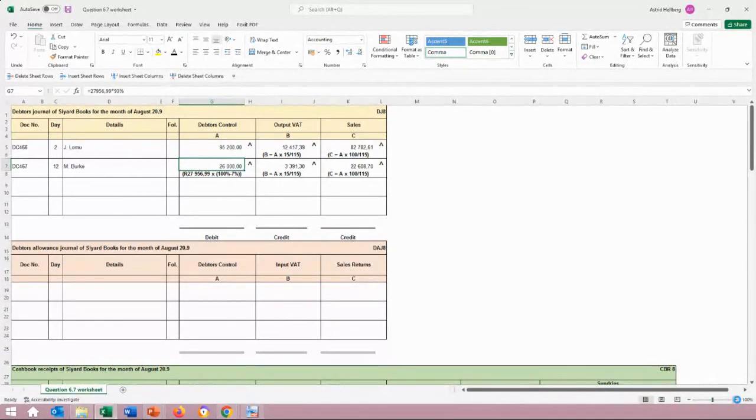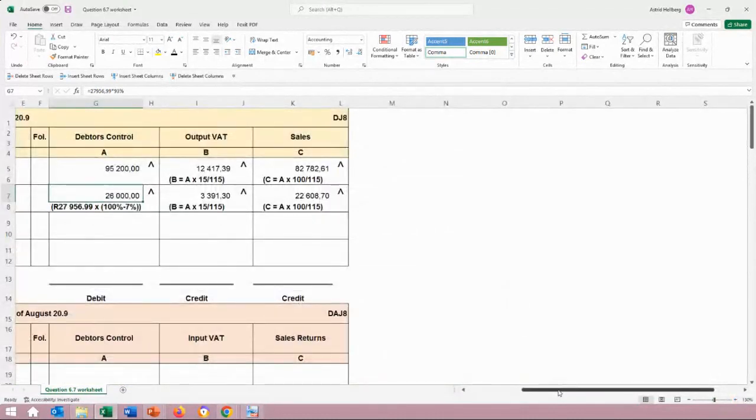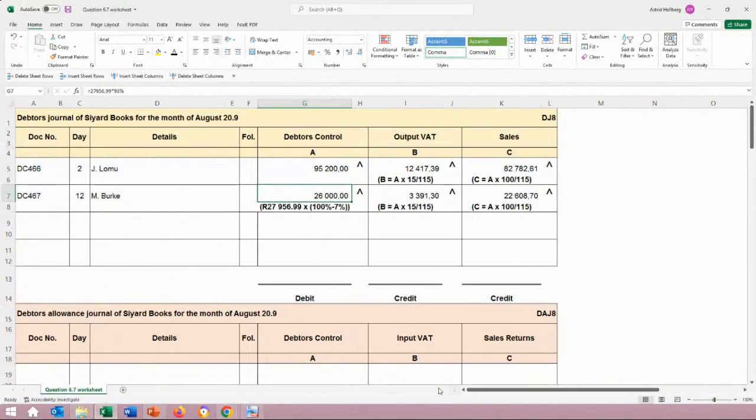Let me just increase the size here so that it's clear on the screen. And then we multiply to get to the output VAT. We take that 26,000 and multiply it by 15 over 115. And to get the sales value, we take the 26,000 multiplied by 100 over 115.